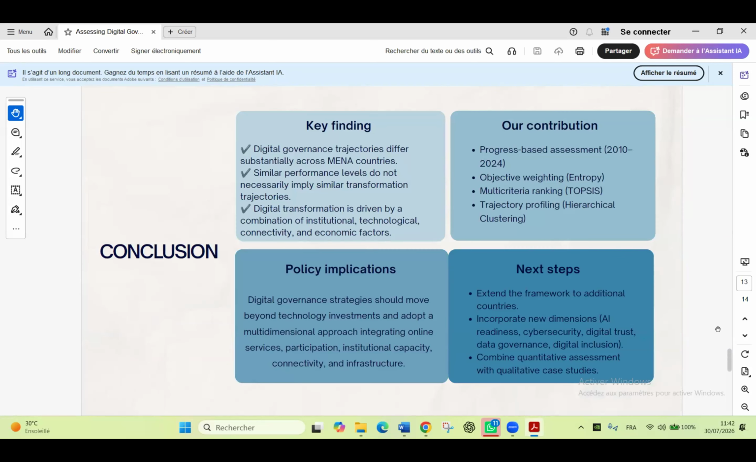To conclude, our findings show that digital governance trajectories differ substantially across MENA countries. More importantly, similar performance levels do not necessarily reflect similar transformation trajectories, which are shaped by multiple institutional, technological, economic, and connectivity-related factors.